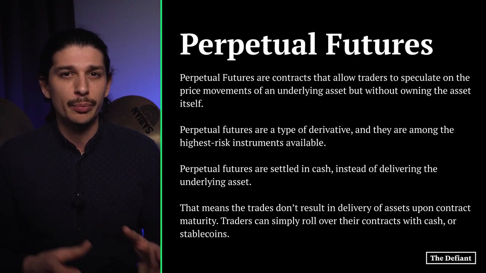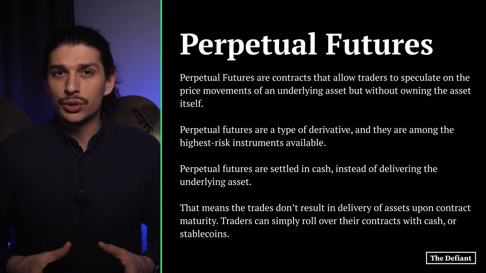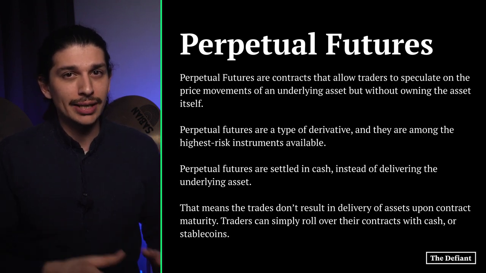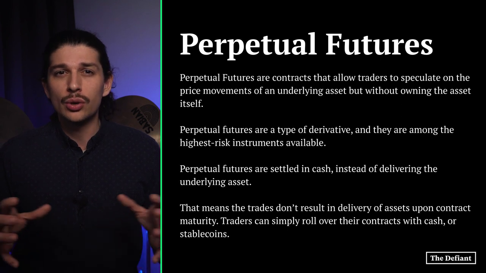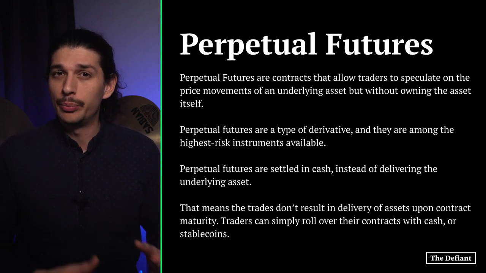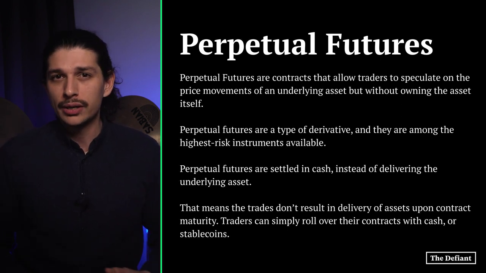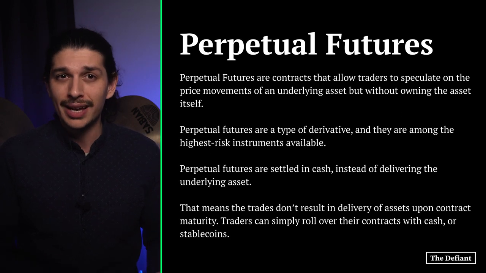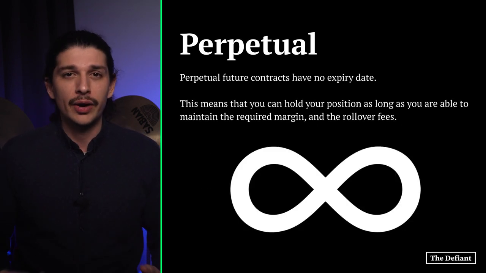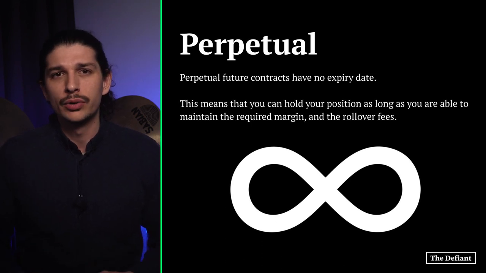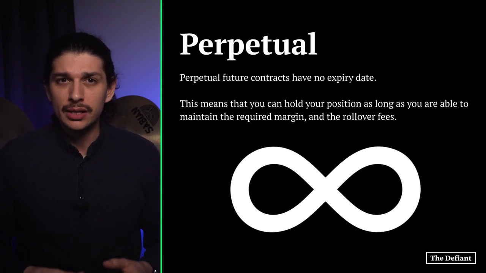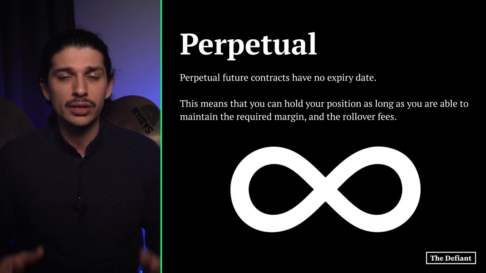So now that we're armed with the knowledge of what a derivative is, let's figure out what exactly perpetual futures are. Perpetual futures are settled in cash instead of delivering the underlying asset. That means the trades don't result in delivery of assets upon contract maturity. Traders can simply roll over their contracts with cash or stablecoins. And finally, where does the perpetual come into play? Whether you bet on the price movement to go up or down, these futures contracts have no expiry date.